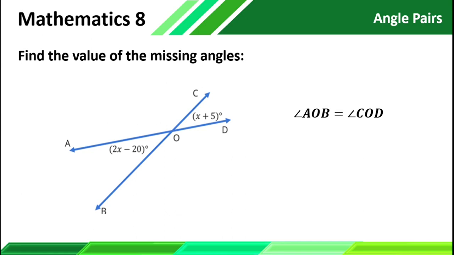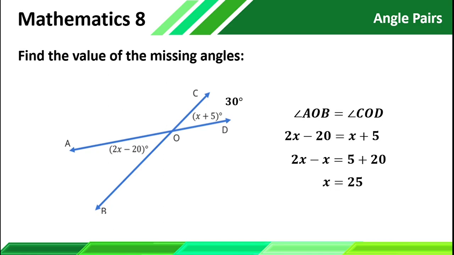Therefore, their measurements are the same. Okay? So we can equate that. We can have 2x minus 20 equals x plus 5. Let's combine like terms. So we have 2x minus x equals 5 plus 20. The value of x is 25. So to find the measurement of angle COD, we just simply substitute x with 25. So 25 plus 5 is 30.